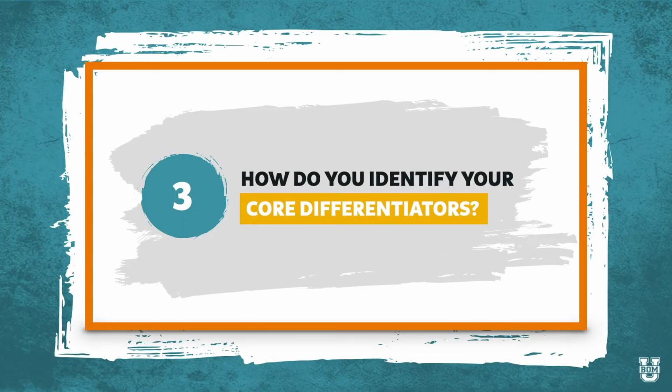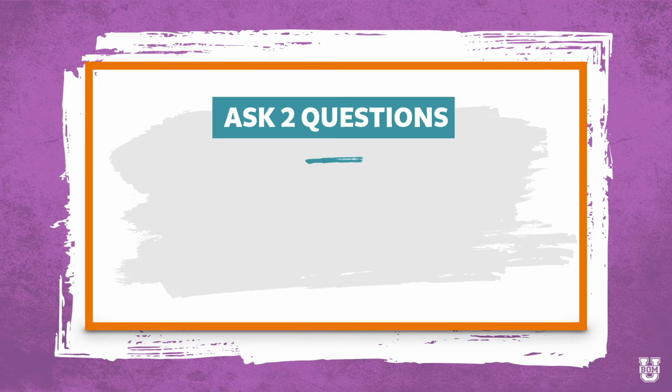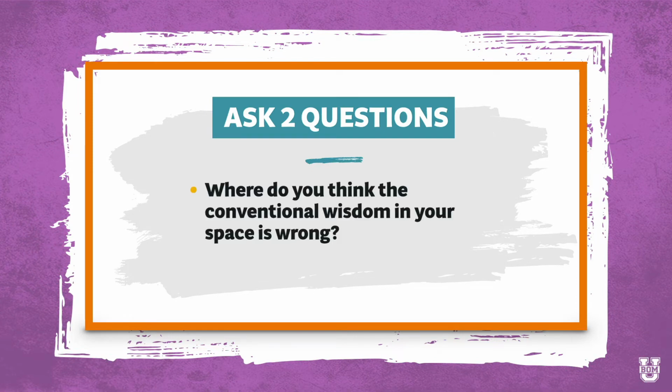Now let's talk about how to identify your core differentiators, because this is something people say, okay, great, I have to have a core differentiator. How do I figure out what that is? I'm going to give you two questions to ask that may help. First, where do you think the conventional wisdom in your space is wrong? So like me, I would ask, where do I believe the conventional wisdom in the online marketing space is wrong? And that's in this business I'm building now, which is more on the business coaching side. I would ask that question and say, okay, what do I think is wrong? Where do I think almost everybody is getting things wrong and it's not serving them?